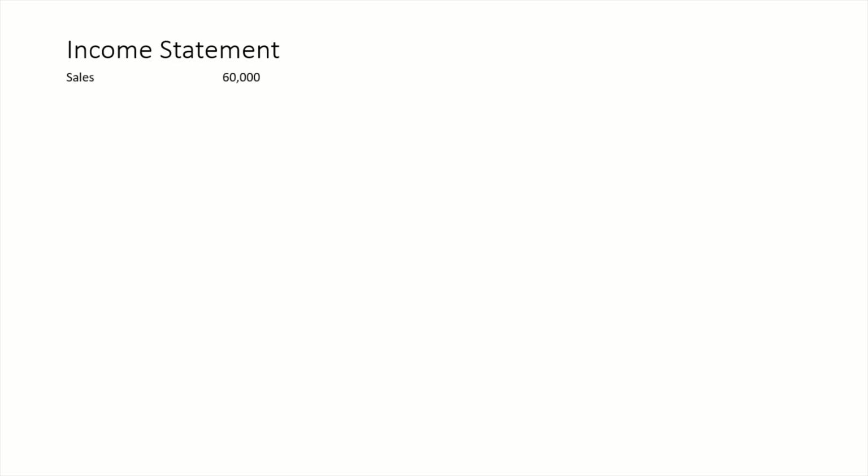In the first row of income statement, we have sales. In this example, sales for the period are 60,000 euros. Then we have cost of sales. In this example are 20,000 euros. Sales minus cost of sales gives us gross profit. Gross profit in this example is 40,000 euros.